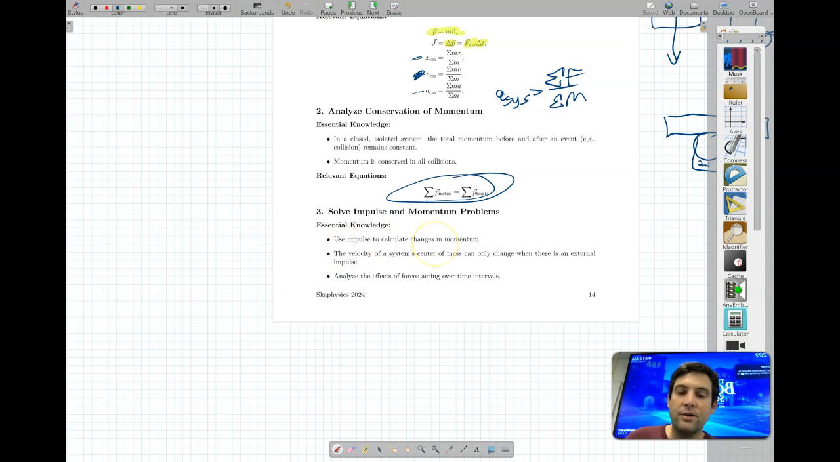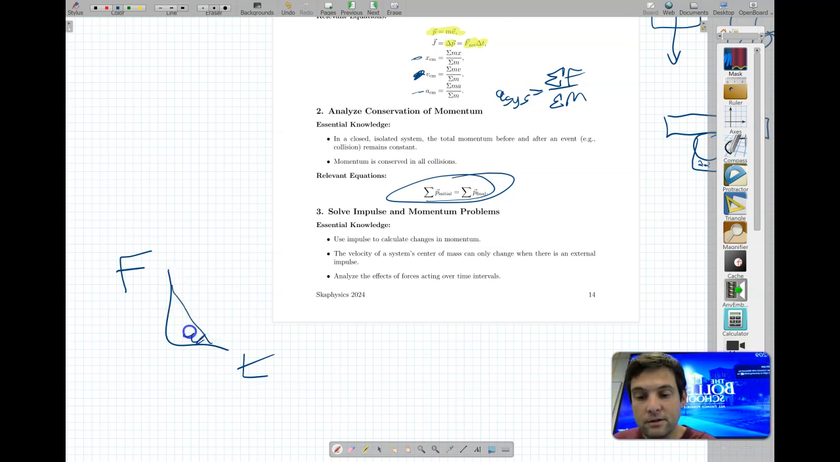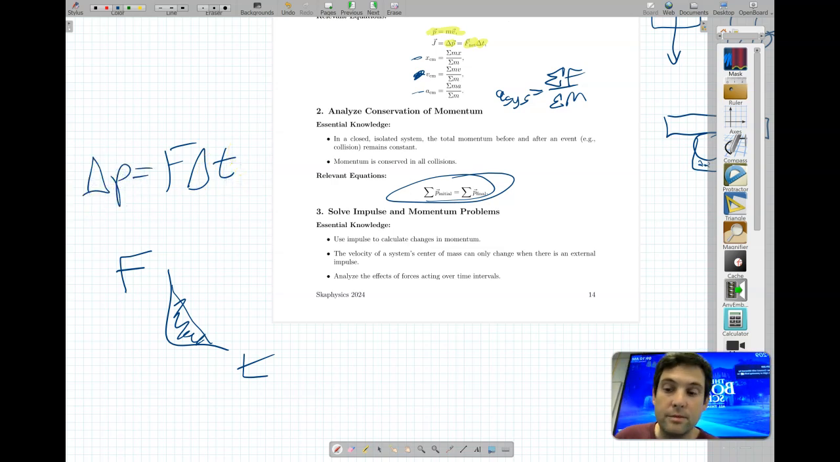Use impulse to calculate changes in momentum. If we're looking for a change in velocity, but we're given a force versus time graph, we can take the area under this curve, F delta t. Those two are being multiplied, and what does that equal? It equals delta p. And delta p equals m times delta v. So we can find our change in velocity. We could even use that change in velocity to find our change in kinetic energy if we wanted. So keep those things in mind.